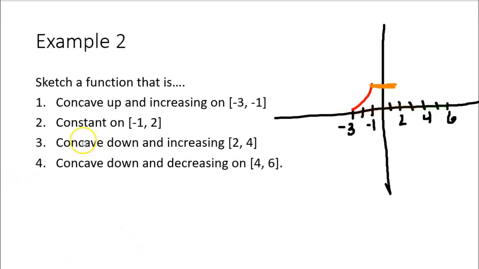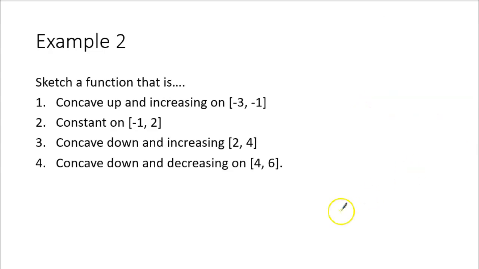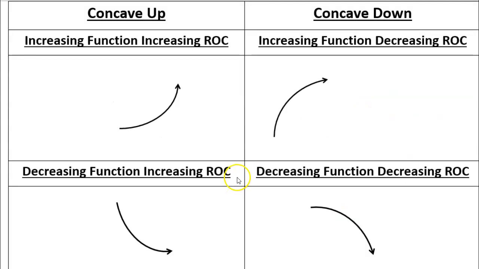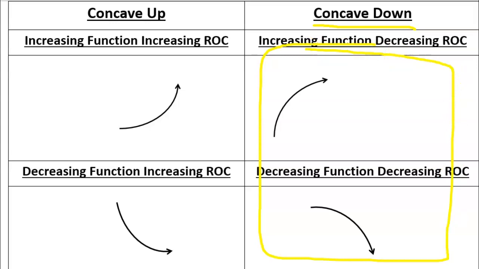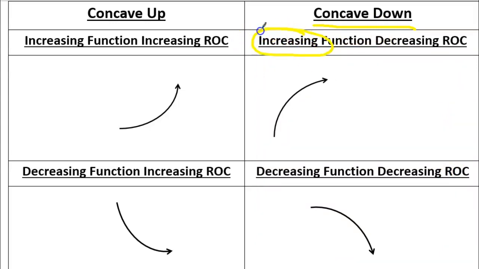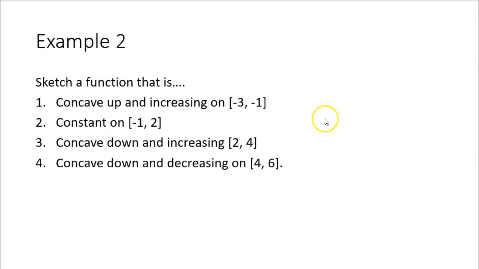All right, now how about number 3? Now at number 3, we're looking at concave down and decreasing. Oh, I said decreasing, I'm sorry. Concave down and increasing. So back to our little chart there for a second. We want concave down and increasing. So concave down is in this column. So it's one of those two shapes. Second of all, we want it to be an increasing function, so it's going to be this one. Okay, so that's the shape that we're looking for there. So let's go back and we're going to add that shape now to our graph.